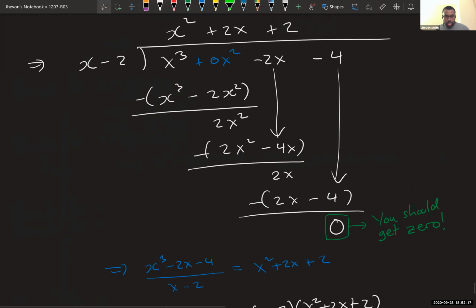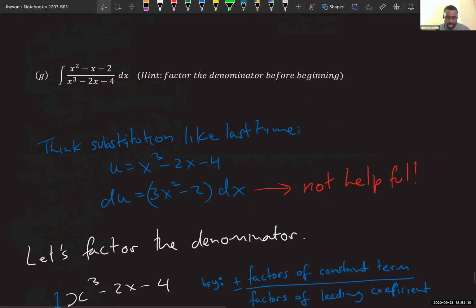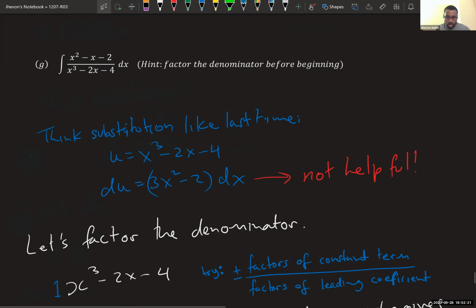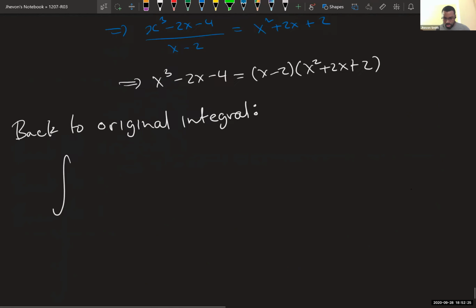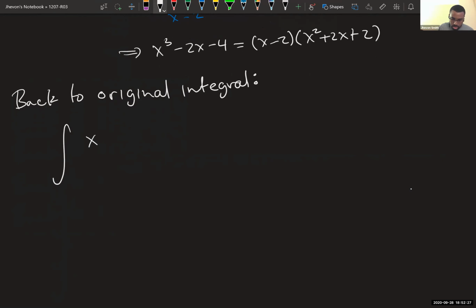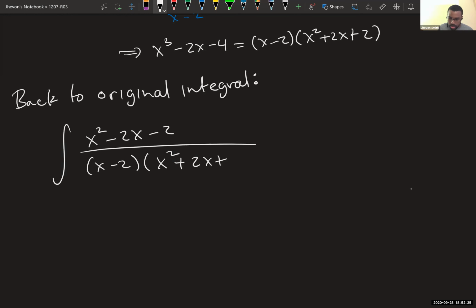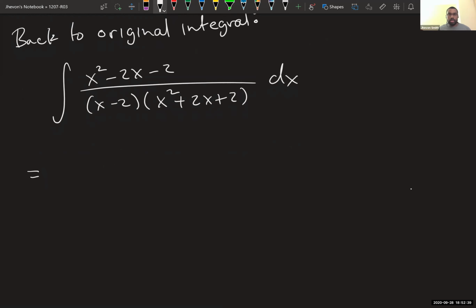So the original integral had x squared minus 2x minus 2. Now I know that the denominator factors into this. Okay, so we're done with the hint. Now what do we do?